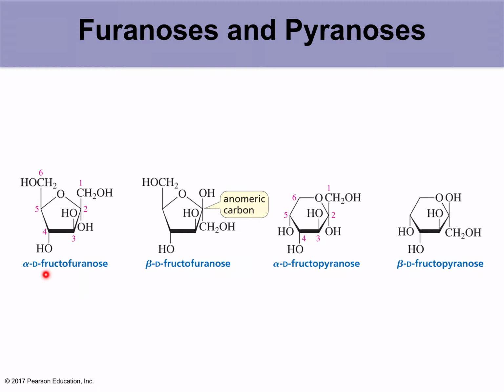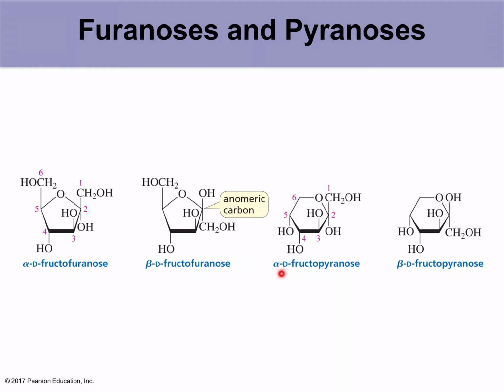So this is this one, alpha D fructofuranose, and this is beta D fructofuranose. This is the anomeric carbon, alpha facing down, beta facing up.